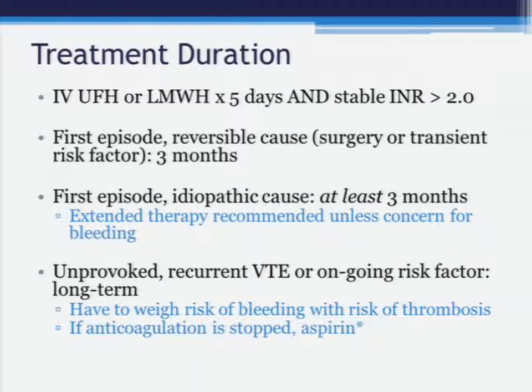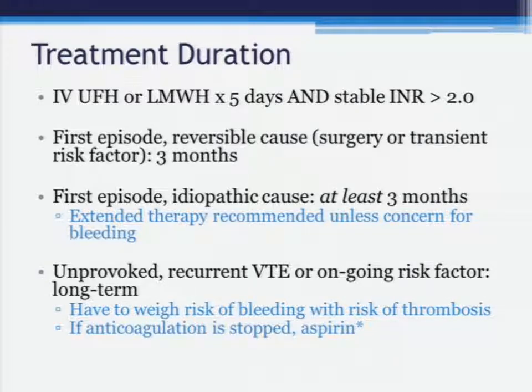So talking a little bit about treatment duration here. First episode, reversible cause, be it surgery or a transient risk factor. Pregnancy would be a transient risk factor. If they're on estrogen replacement, taking them off of it would be another transient risk factor. Flying, flights greater than 8 hours is what I have literature to support their increased risk of clotting. Those would all be examples of transient risk factors. And whether they have a DVT or a PE, 3 months is the recommended treatment duration.